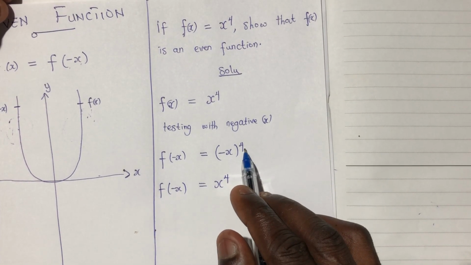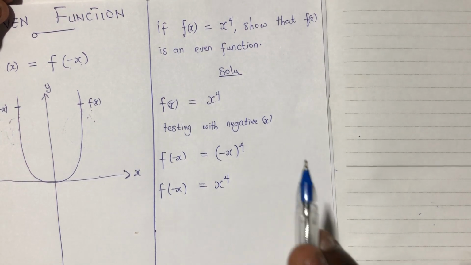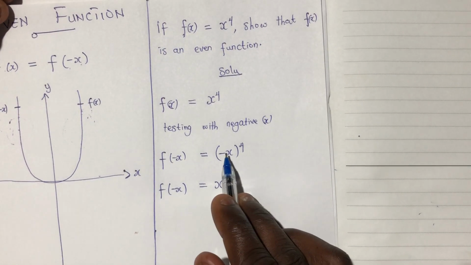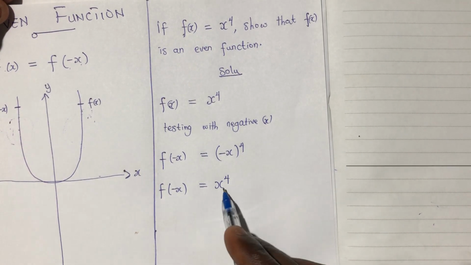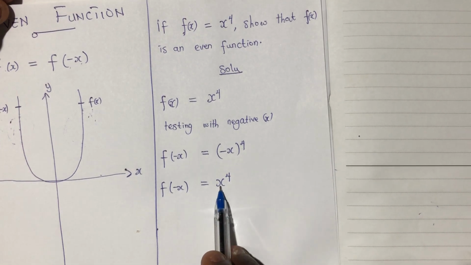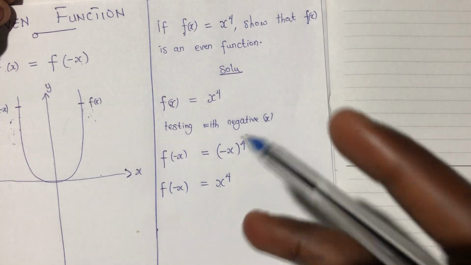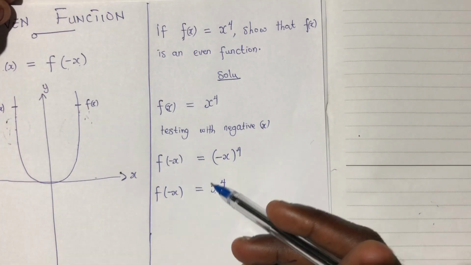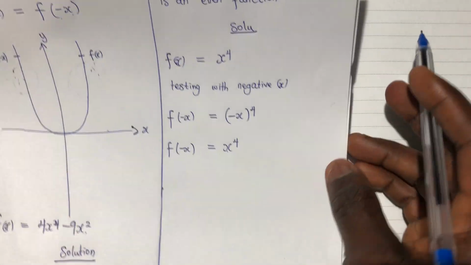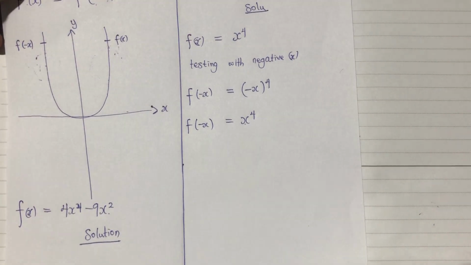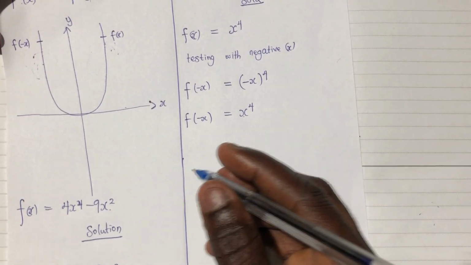Because it's an even power, it will make the negative positive. You can use your calculator to check this. Punch in minus 5, any value you want, all raised to the power 4, and it will give you a positive answer. So this x can stand for any value. In this example, we are using x to test, and we always test with negative x. Do not forget that.